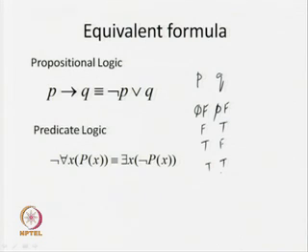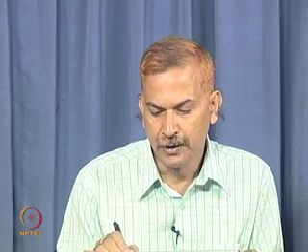Now, for all possible combinations, both formulas give us the same truth values. In this case, we say these are equivalent formulas in propositional logic. A similar notion of equivalent formulas comes in predicate logic also. In predicate logic, we have the quantifiers for all x and there exists x. One basic equivalence here is that not of for all x p x is equivalent to there exists some x for which not of p x is true.